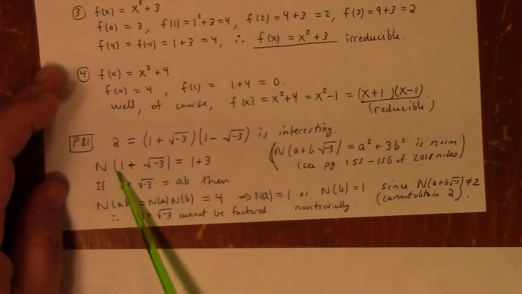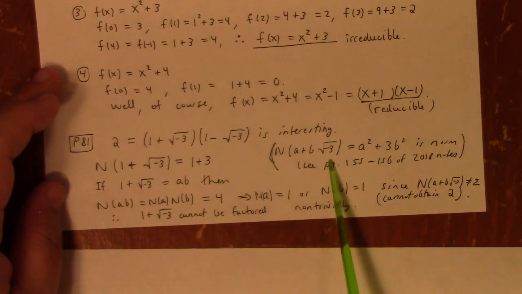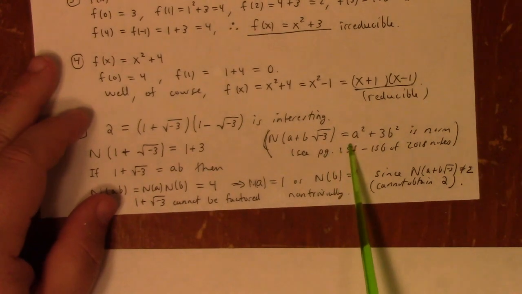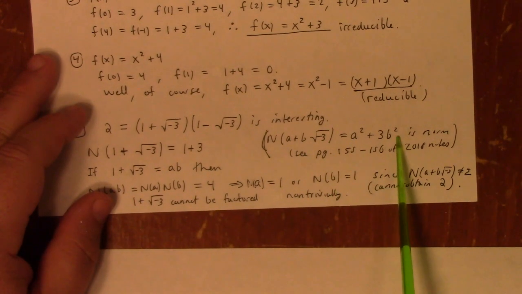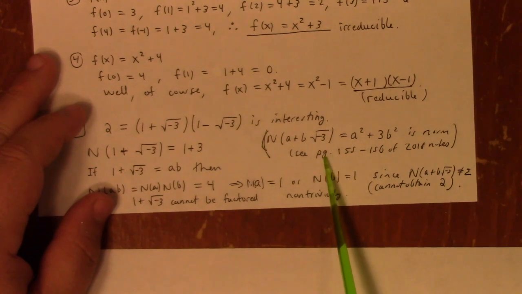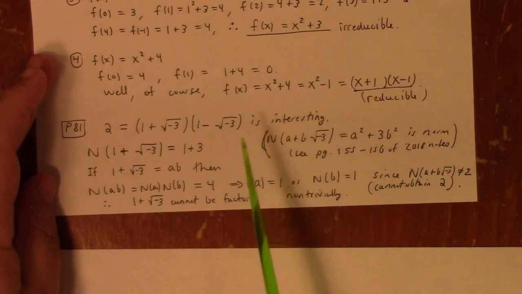Well, if we look at the norm of 1 plus minus root 3, which by the way is defined to be norm of a plus b root minus 3 is a squared plus 3b squared. You should look at page 155 to 156 of the 2018 notes to see that.